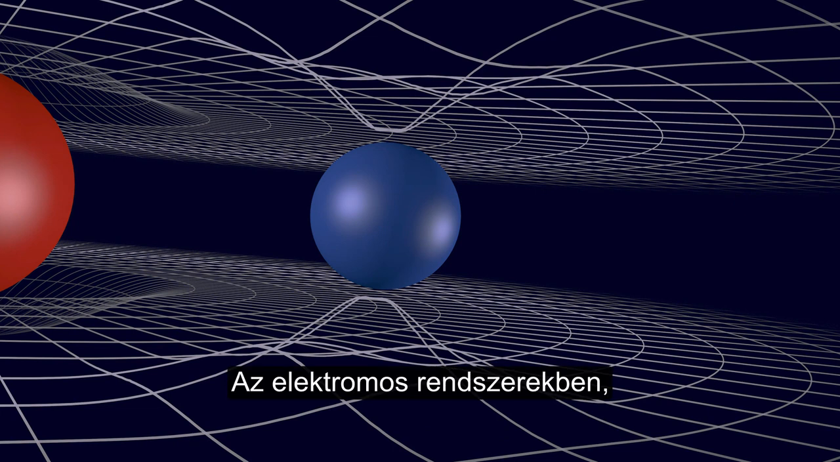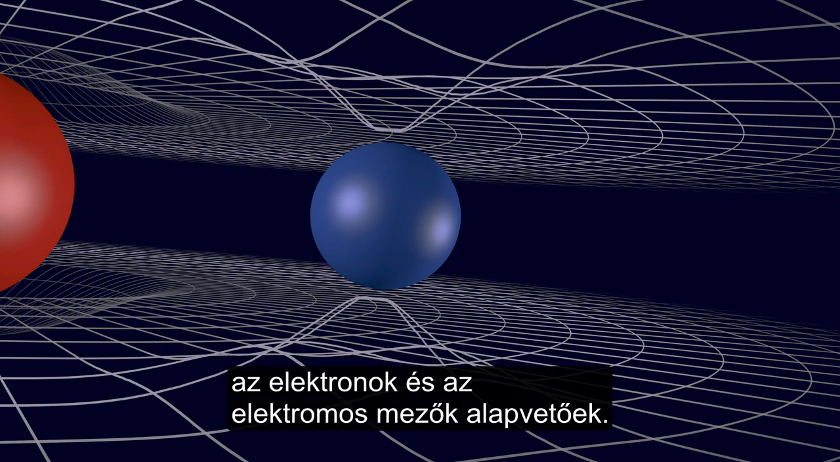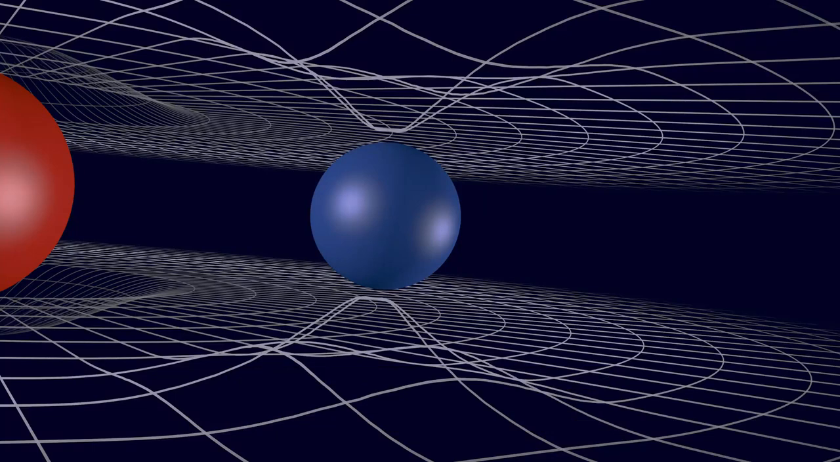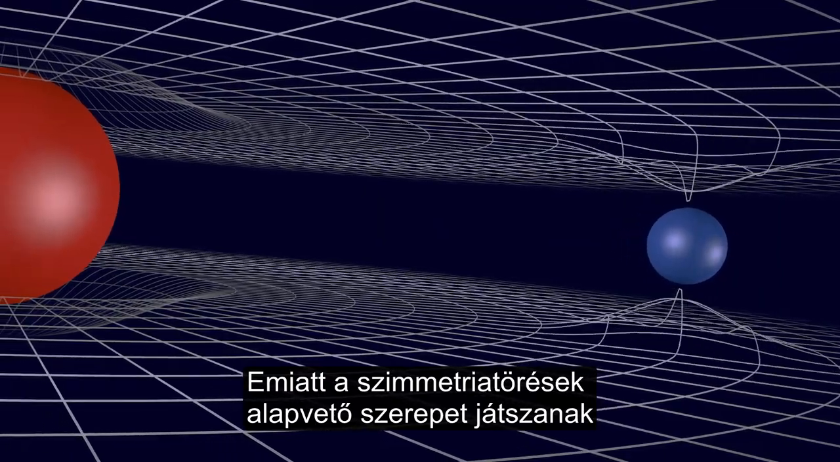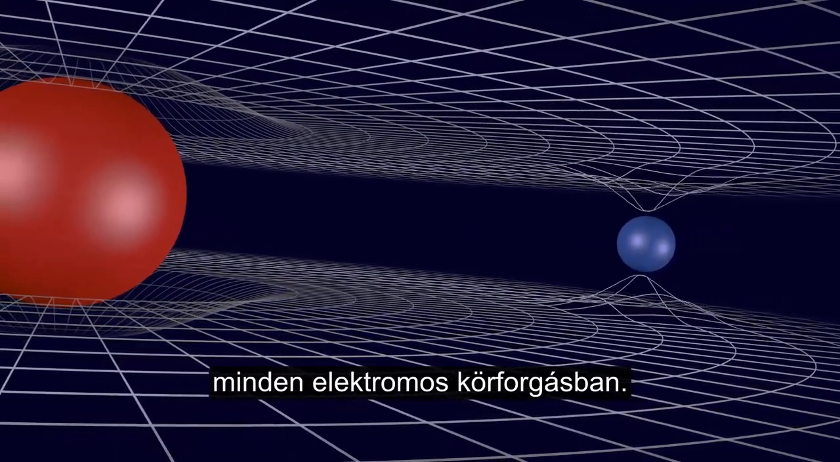In electric systems, electrons and electric fields are of basic relevance. For this reason, broken symmetries play a fundamental role within every electric circuit.